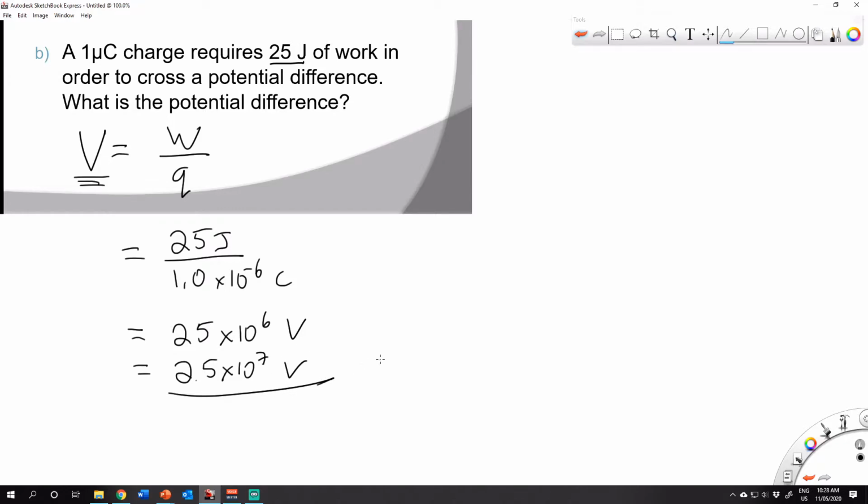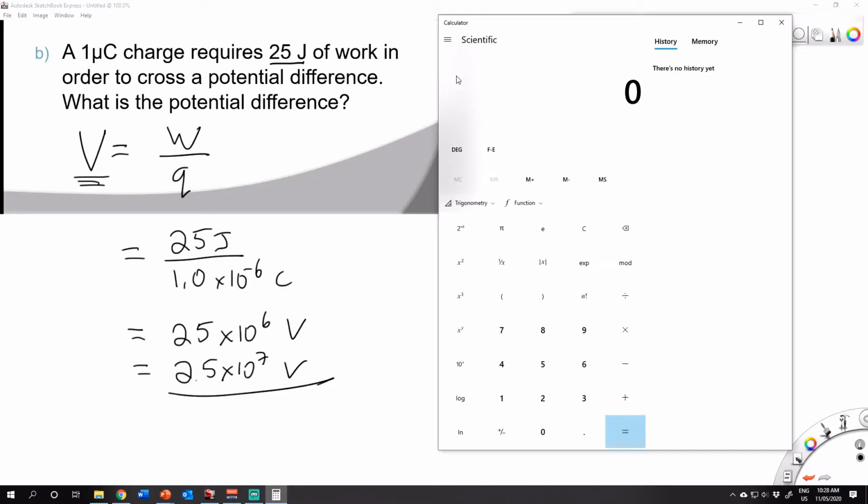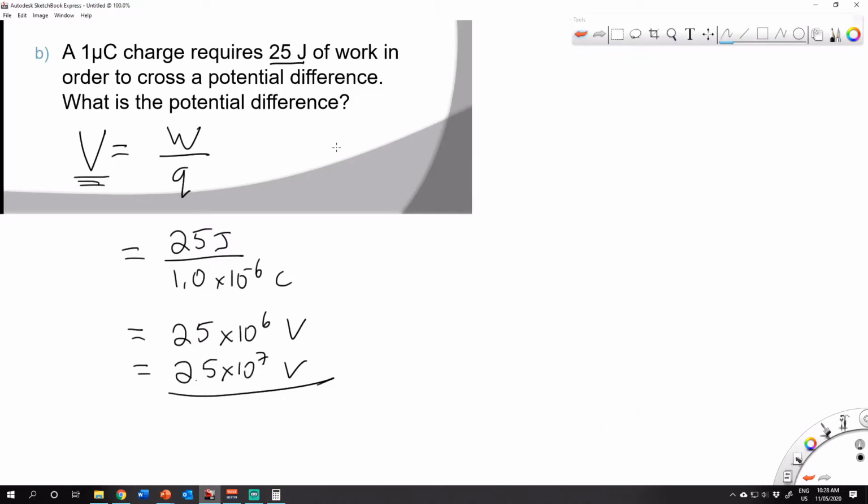Let me check that. Just checking to make sure I did my math correct. 25 divided by 10 to the negative 6. There we go. Oh yeah, 25 million. Okay, I was right. I didn't do my math wrong. That's good. So yeah, 25 million volts. That's quite a huge potential difference to move a simple 1 microcoulomb charge across it.